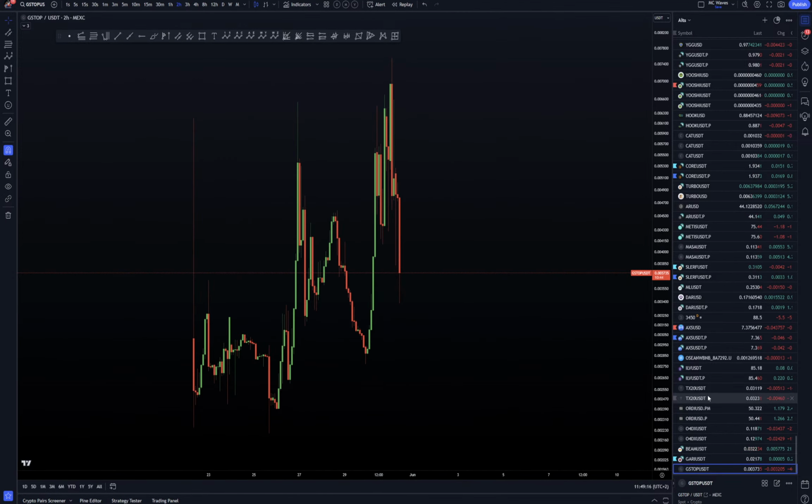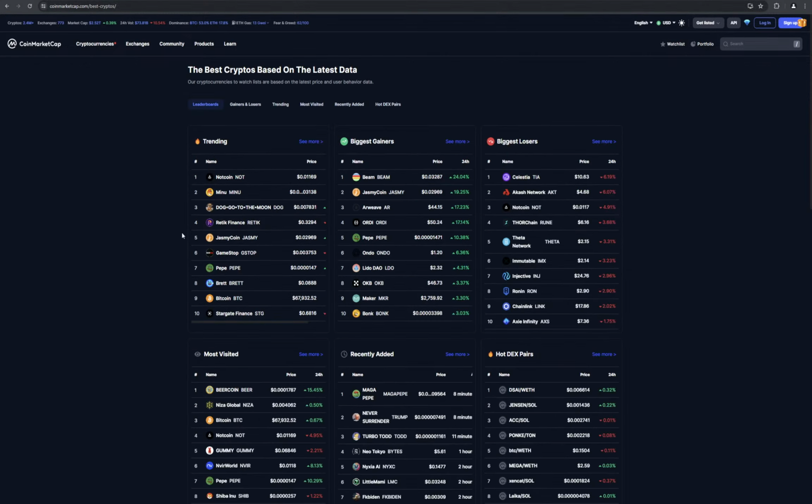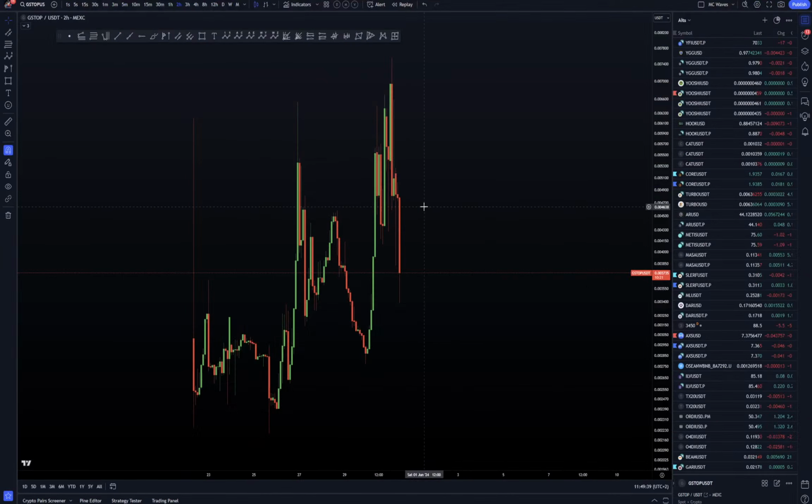Yeah, that's a double XY to the upside. Not interested in this. Let's have a look at these two. STG, biggest gainers, BEAM, a year. Oh, cool. Let me have a look here very quick.